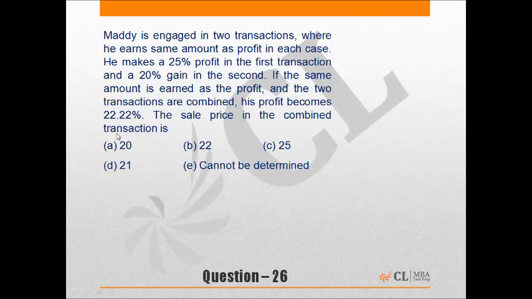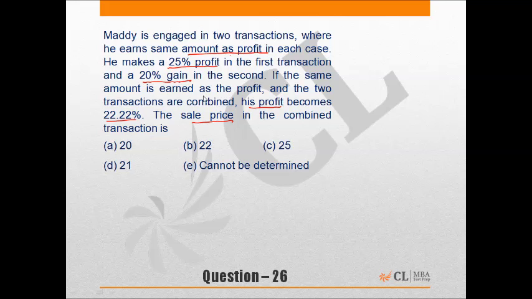Question 26. Maddie is engaged in 2 transactions where he earns the same amount as profit in each case. So the amount of profit is the same in each case. He makes 25% profit in the first and a 20% gain in the second. If the same amount is earned as profit and the 2 transactions are combined, his profit becomes 22.22%. The sale price in the combined transaction is, okay, let's have a look at this question now. We need to find the sale price in the combined transaction.